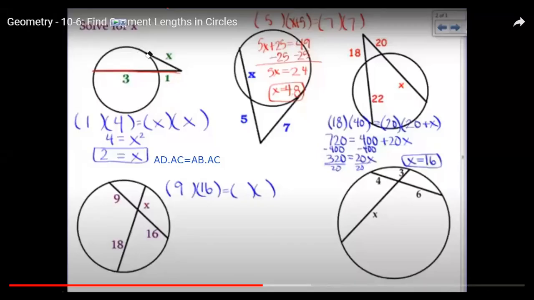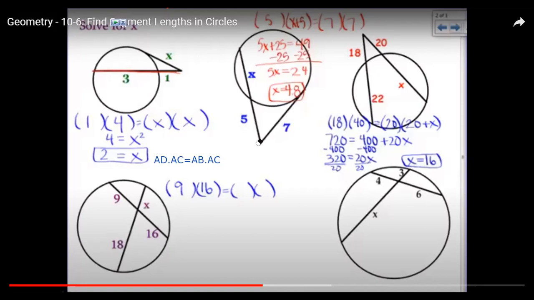This line is what? Secant or tangent? Tangent, yes. So to answer this question, we multiply this number by itself, 2 times, or to the power of 2. Then x times x, or x to the power of 2, equals 1 times 4, so x squared equals 4. This gives us the value of x positive or negative, but we refuse the negative value, because it's impossible to find the length of the tangent by a negative number.